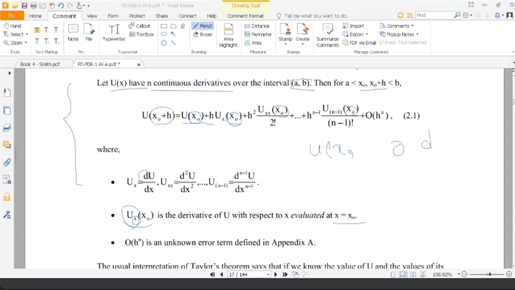u subscript x means the first derivative of u with respect to x.